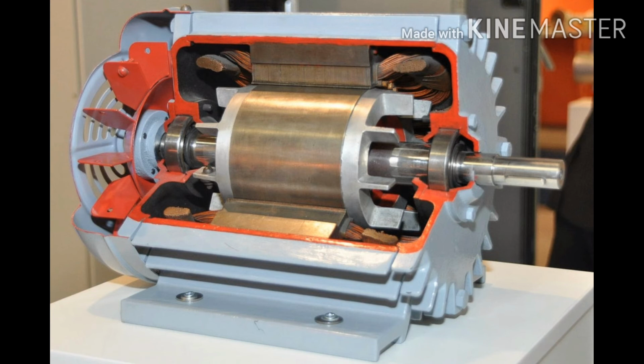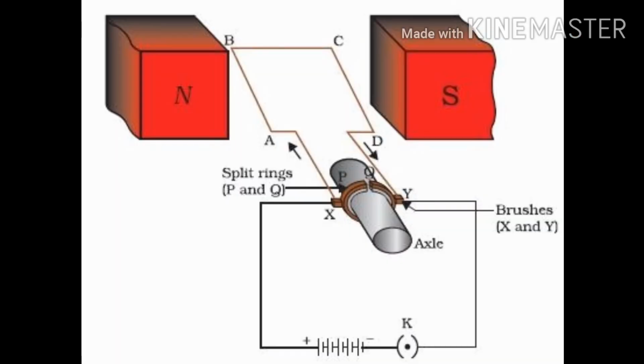So this electric motor consists of a rectangular loop of copper wire which has a resistive coating. This copper wire is placed between the north pole and south pole of a magnet in such a way that its branches AB and CD are perpendicular to the direction of magnetic field.